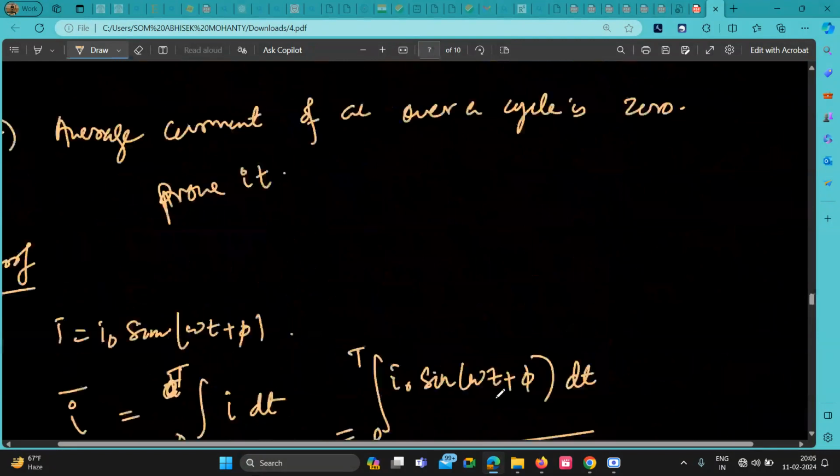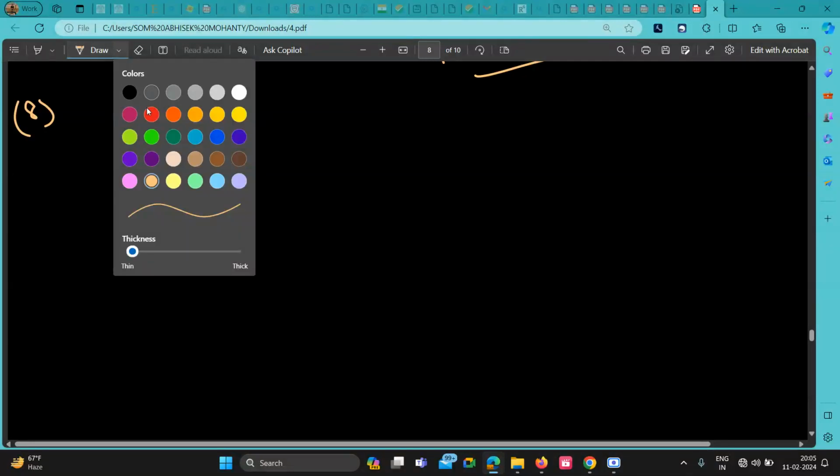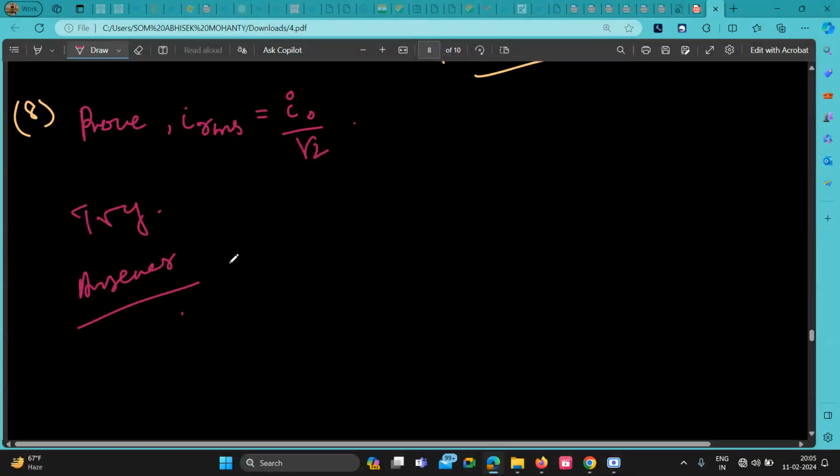Now this is one question done. Now prove I RMS is equal to I naught by root 2. This one you try first. Otherwise I will solve it anyway.